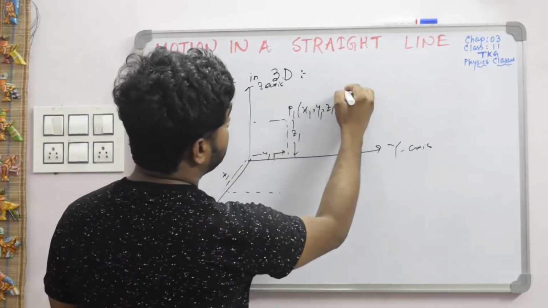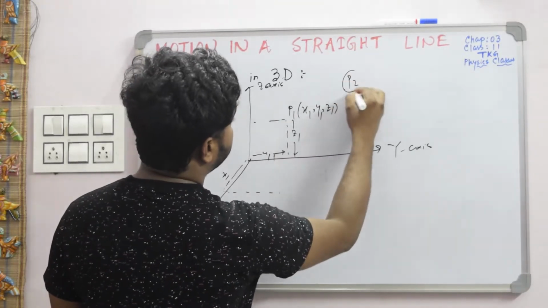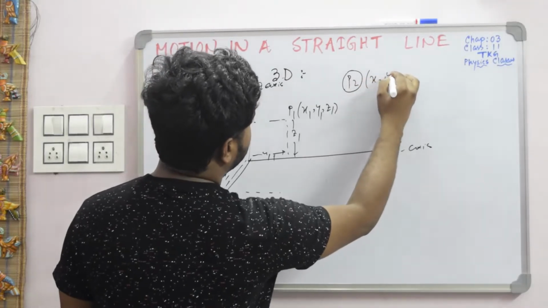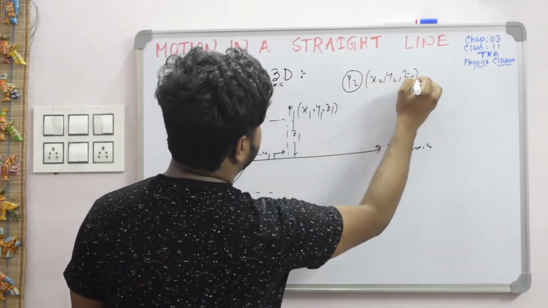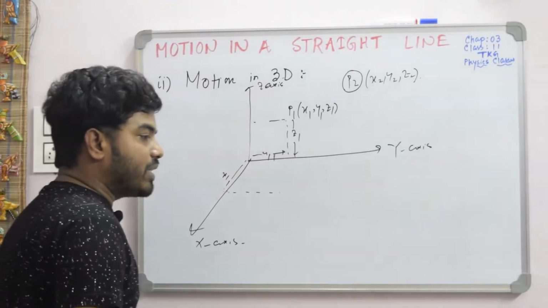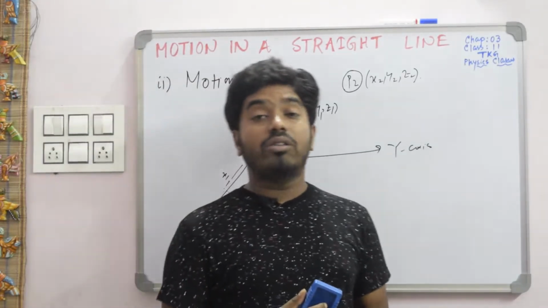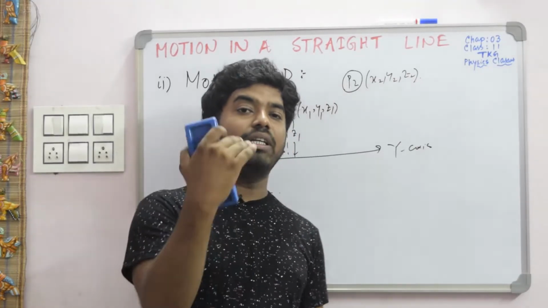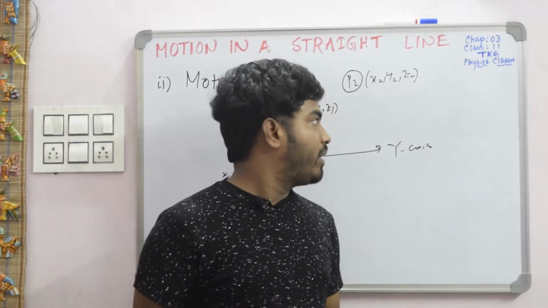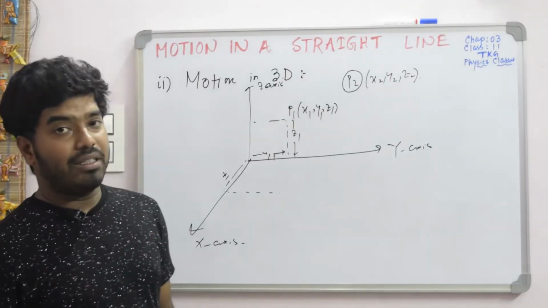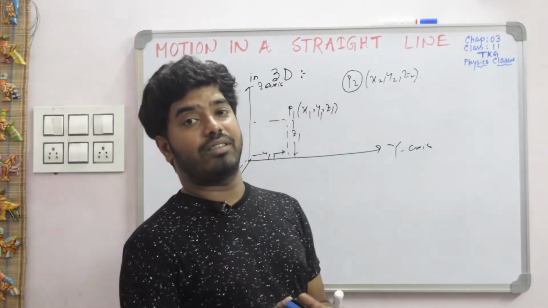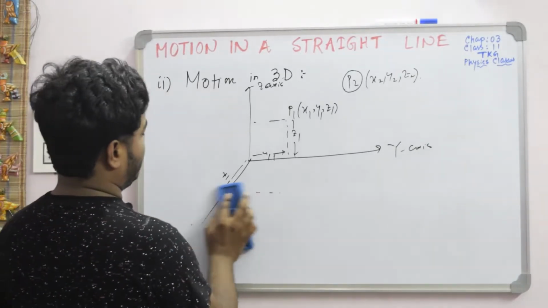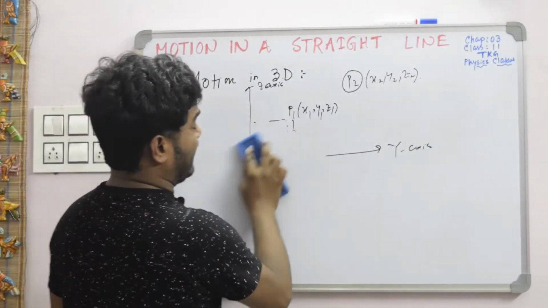Now similarly, when the body is positioned at point p2, we have to say the same, that is x2, y2, z2. So here for specifying the position of the body, all three coordinates are required. So this type of motion is called motion in 3D. Clear? Now next we have to learn what is distance and displacement. This lecture is all intro, the basic part. All of you know about these things.